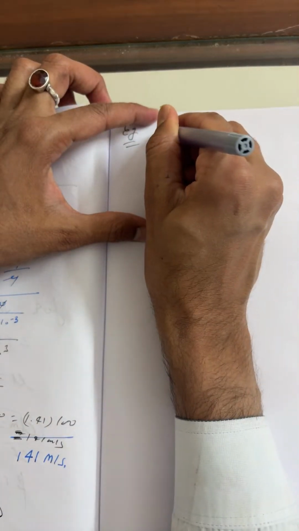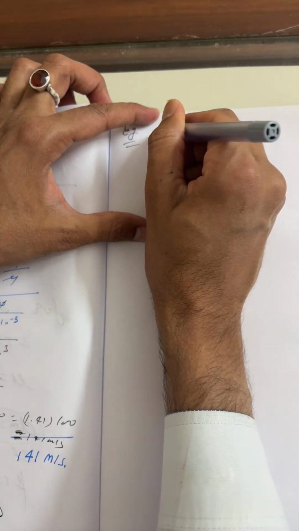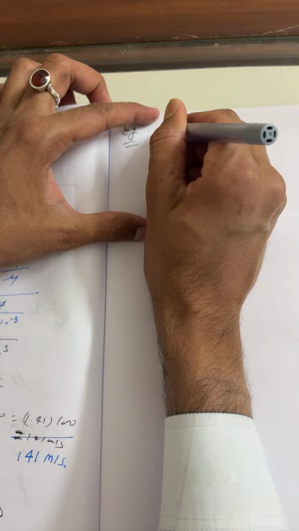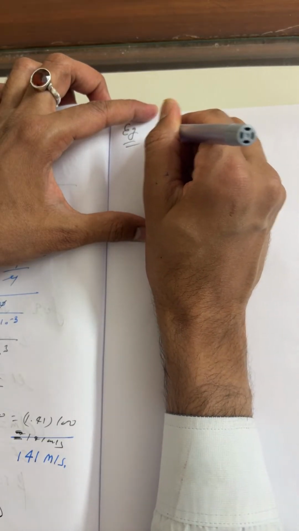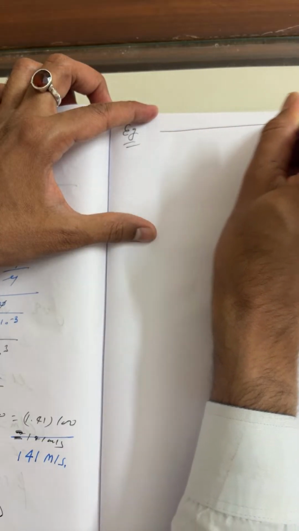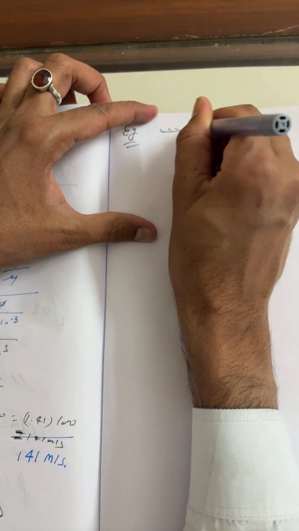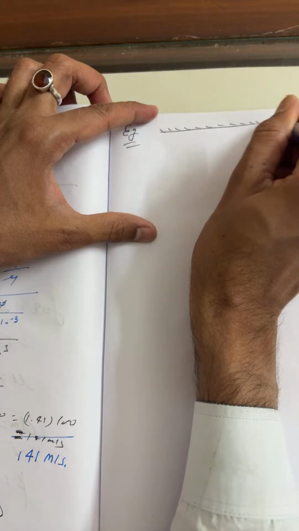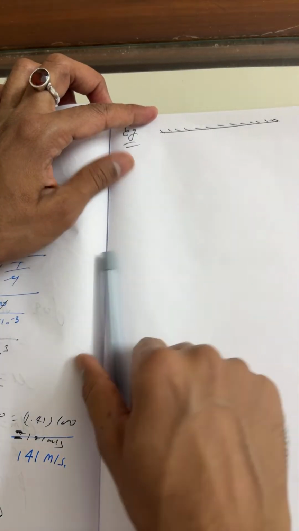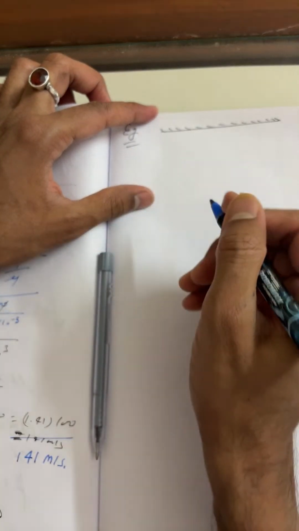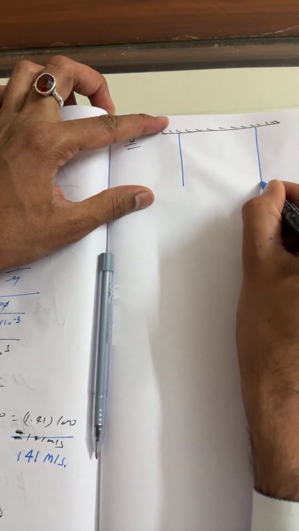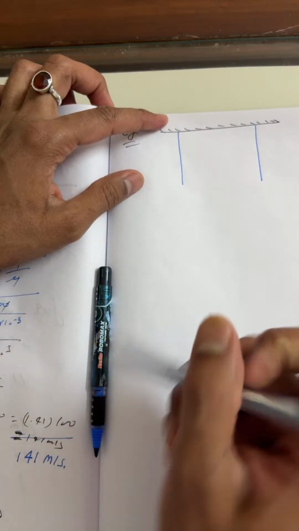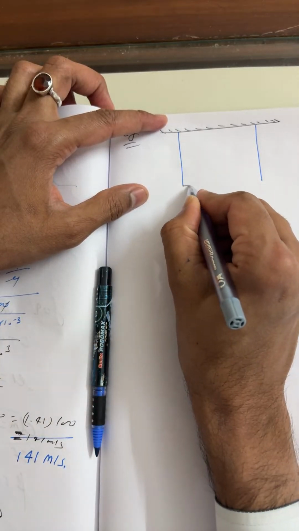Now I can see both are identical, 141 is the correct answer only. Both strings are identical. Students, just look at what is given here. Both strings are identical, right?